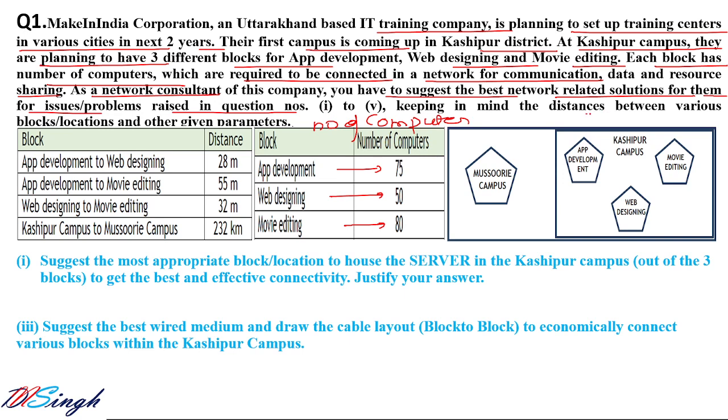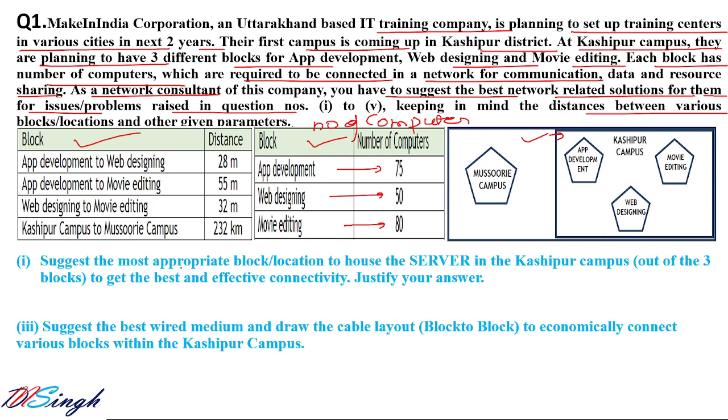Keep in mind that the distance between various blocks and location are given, or other parameters are given. So the distance between the blocks is given in this table. And this is the number of computers given. How many blocks are there? App development, web designing, and movie editing. So based on this data, we are going to be asked 5 questions.